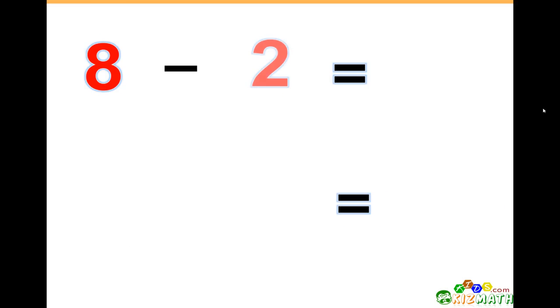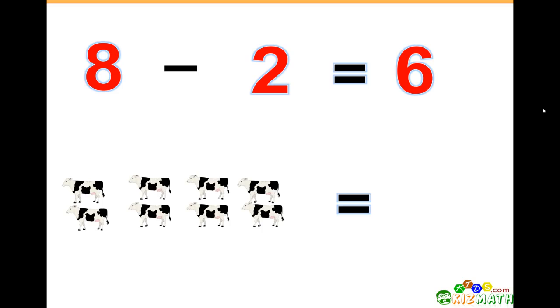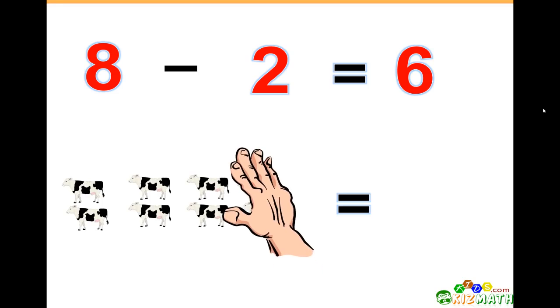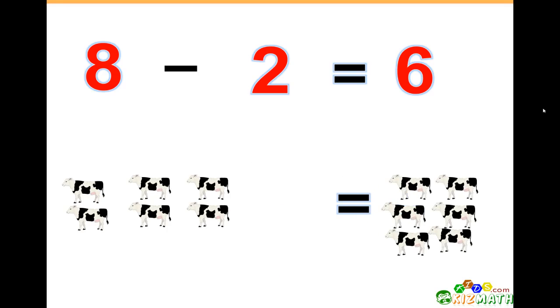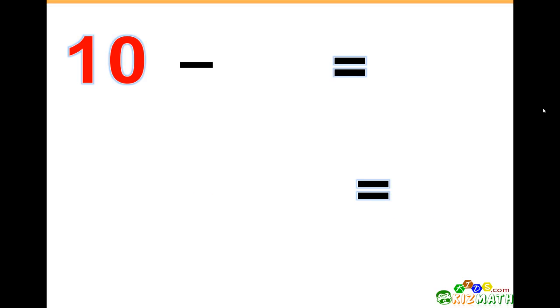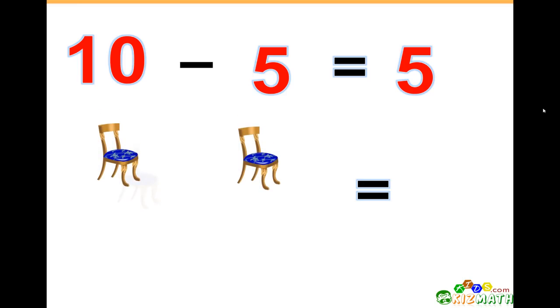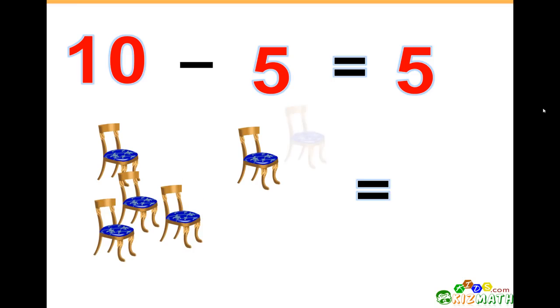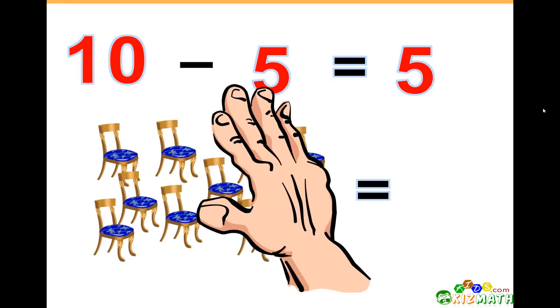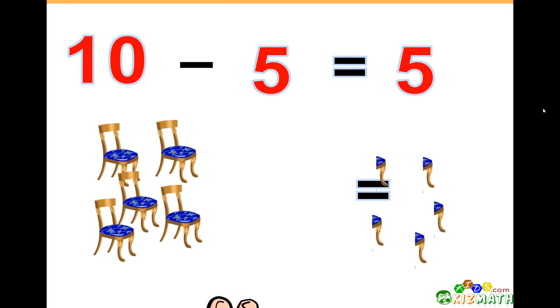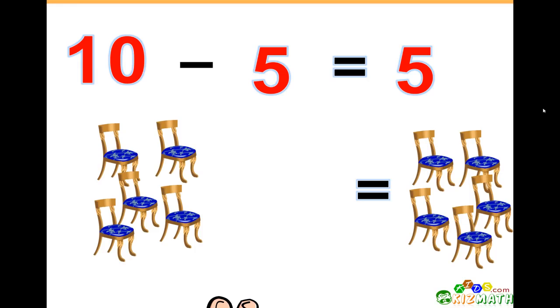8 minus 2 equals 6. If we have 8 cows and we take away 2 cows, there are only 6 cows left. 10 minus 5 equals 5. We have 10 chairs, and if we take away 5 of those chairs, we only have 5 chairs left.